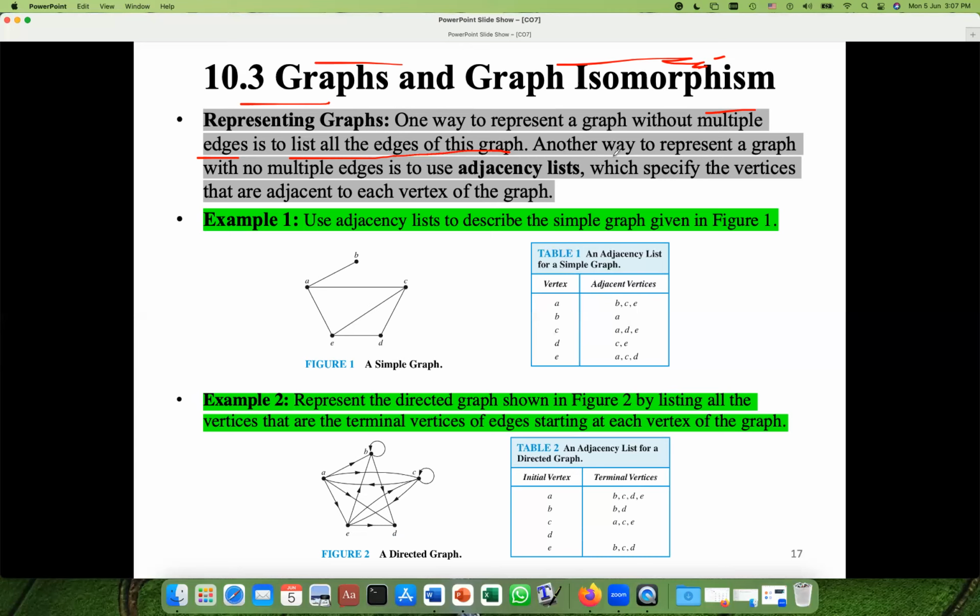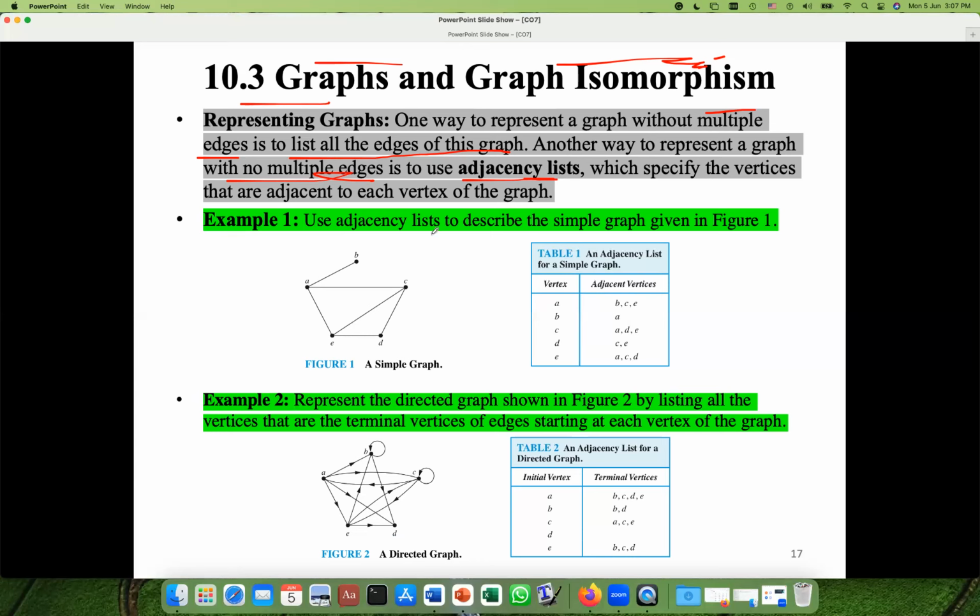The other way to represent a graph, with no multiple edges, I'm saying we can represent with multiple, but with no multiple edges, the other way is the adjacency list. That is what we want to study. This is the major topic. Adjacency list. Adjacent, you know what is adjacent. Two vertices are adjacent with each other through that edge. So adjacency list would be similar to that adjacency concept.